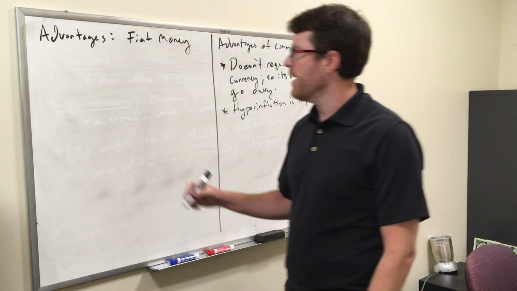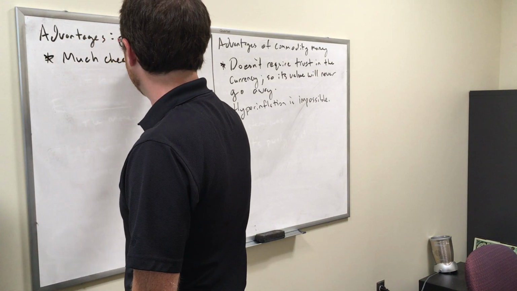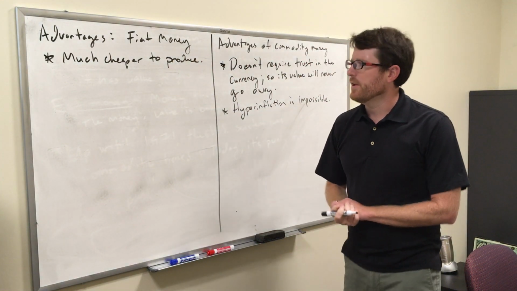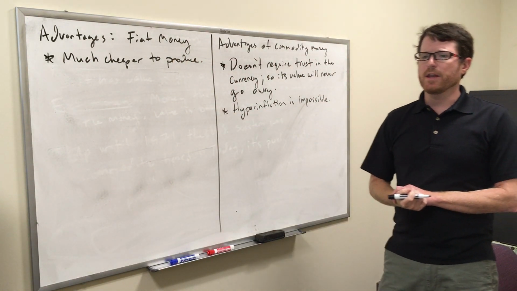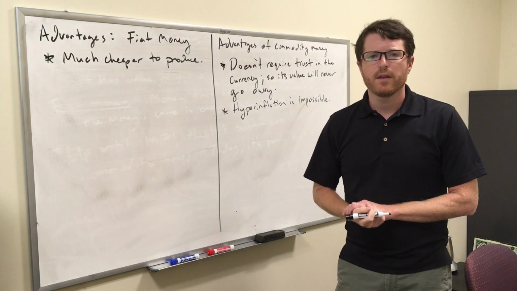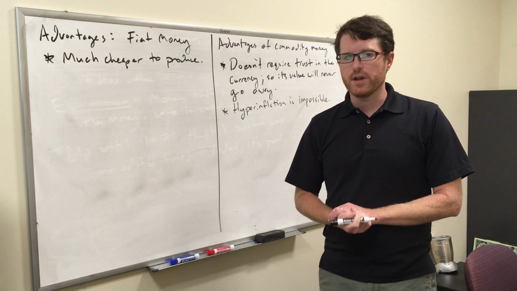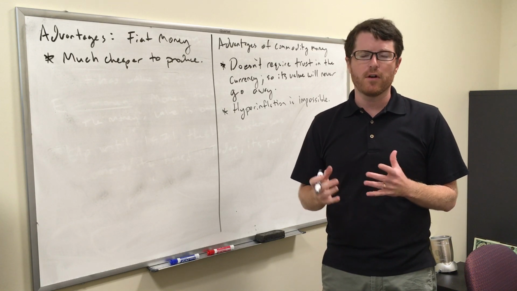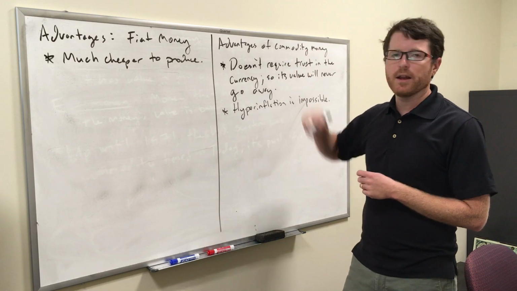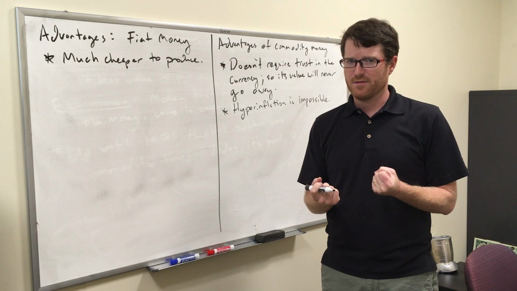On the other hand, fiat money has advantages too. One is that it's much cheaper to produce. Fiat money is much cheaper to produce, meaning if you want to make a $20 gold coin, it's going to cost more than $20 to do so. The gold itself is going to cost $20, and then to shape it into a coin is going to cost a little bit of money too. So what that would mean is if you're producing a $20 commodity coin, you would actually lose profits. The government would actually lose money by creating that coin.